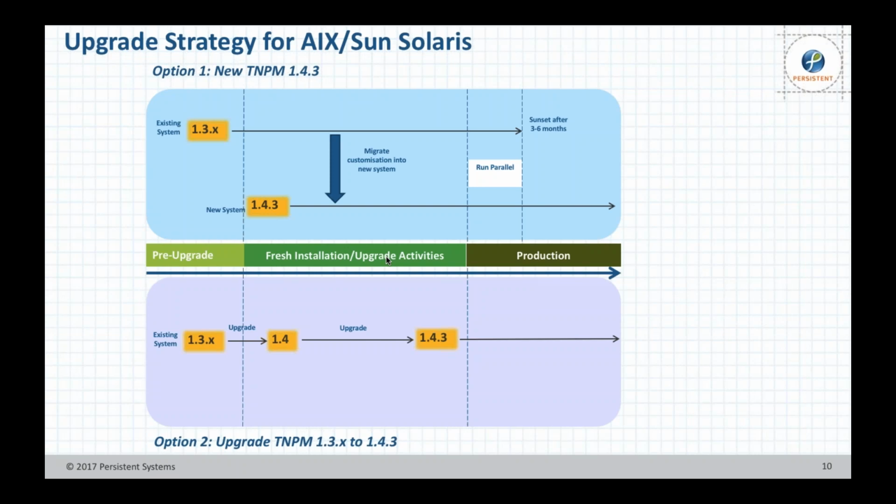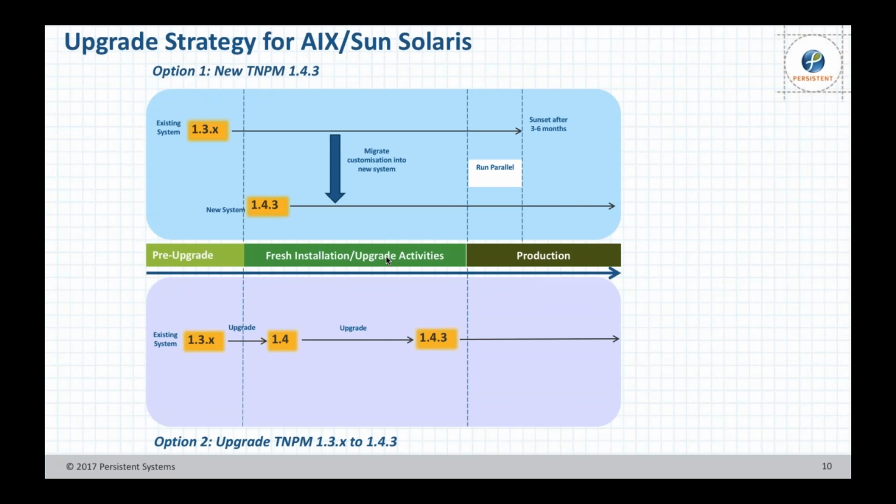So basically, the first option here is to set up an entirely new 1.4.3 system, and what you do is migrate the customization that has been done on 1.3x onto the new system, and do a parallel run to ensure that the system is stable and the data is in check between both the systems, and then you can sunset the old system, right? I would call it the greenfield kind of deployment.